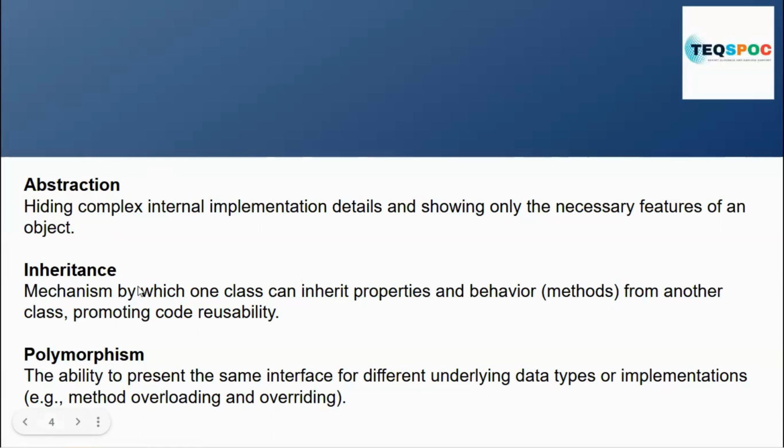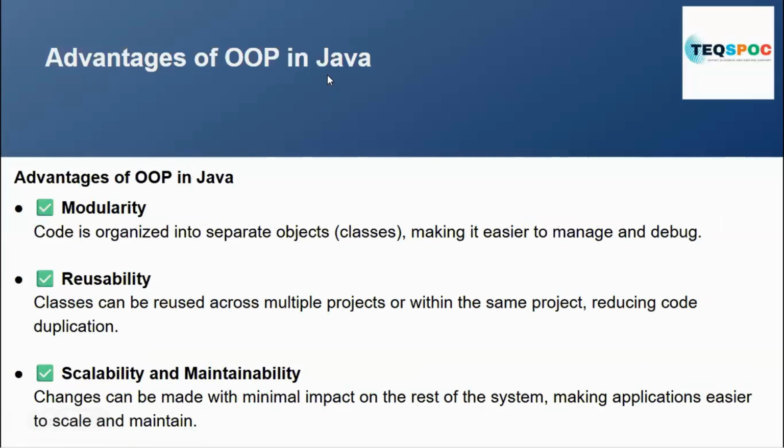Now, what is the advantage of OOPS? The advantage is modularity, meaning code is organized into separate objects, that is classes, which makes it easier to manage and debug. With the help of the OOPS concept, the code is structured and very easy to use. Reusability: with the help of methods we can reuse the code. A class can be reused across multiple projects. If one package has class A and another package has class B, we have seen how to create a package and how to use different classes inside different packages.